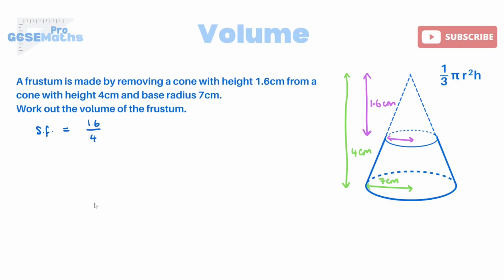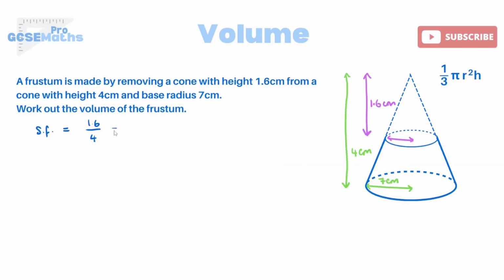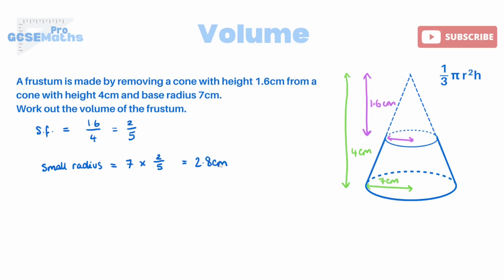You can do it the other way around if you like. Let's simplify that in our calculator. That actually simplifies to 2/5, or in other words, 0.4. So what we're saying is that the small cone is 2/5 the size of the big cone. So that means the small radius would be 2/5 the size of the big radius. So let's apply that. The small radius would be 7 centimeters of the big radius, multiplied by my scale factor, because that will make it smaller, won't it? It's effectively 2/5 of 7, which is 2.8 centimeters.